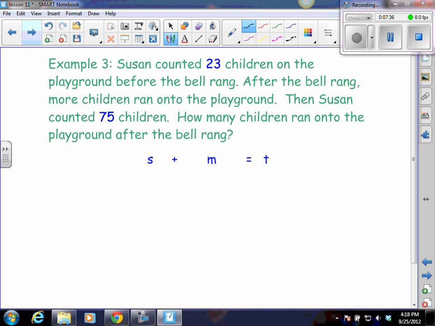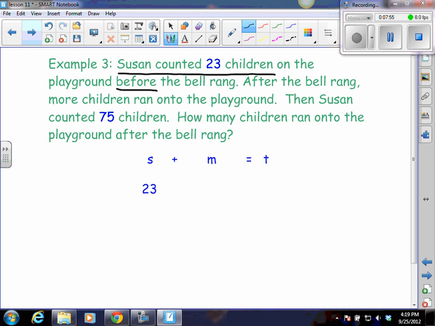So once again, we're going to analyze our information. We have the fact that Susan counted 23 children on the playground. And here's a key word right here, before the bell rang. So this lets us know that this is our beginning amount. All right, so we can start with that 23.